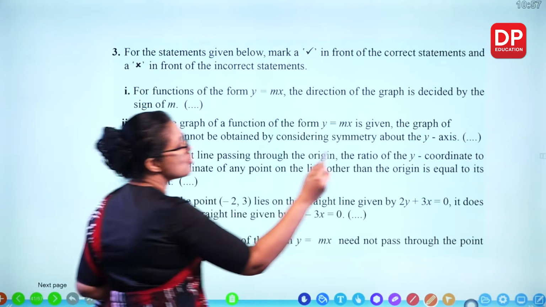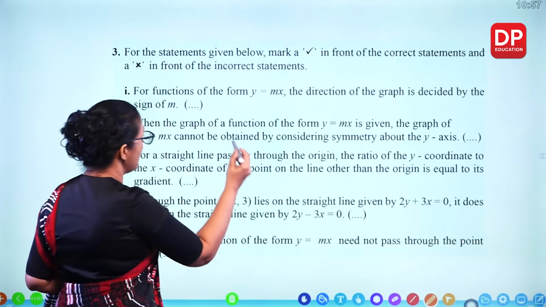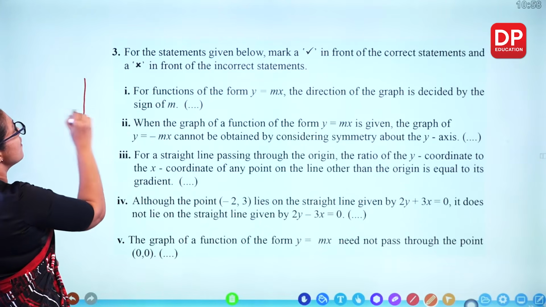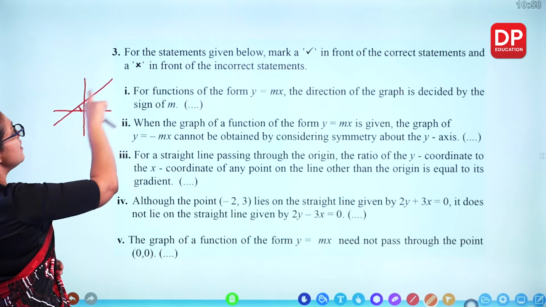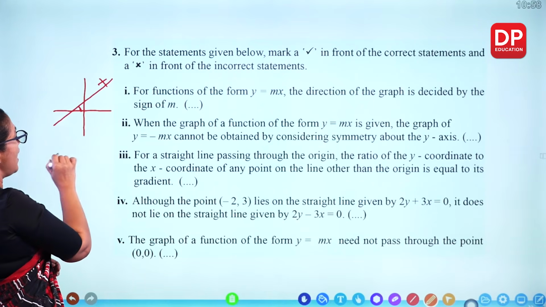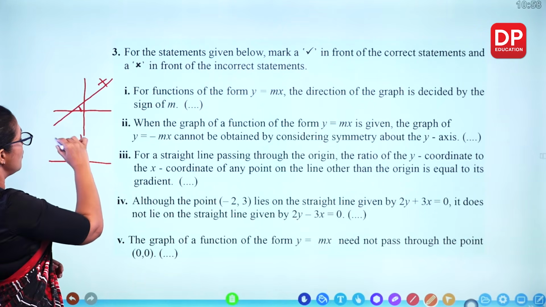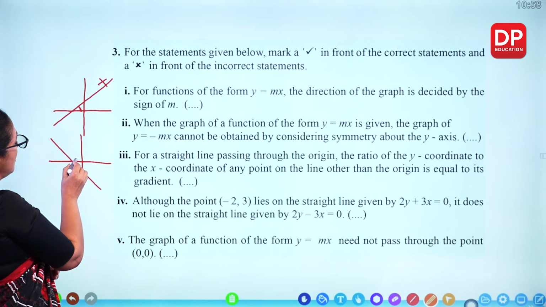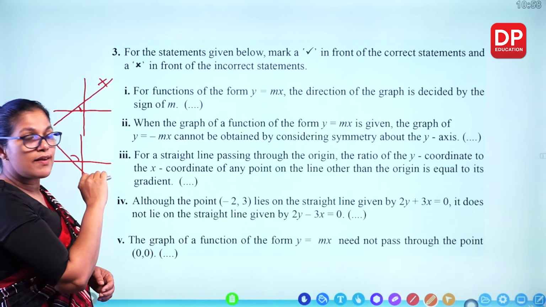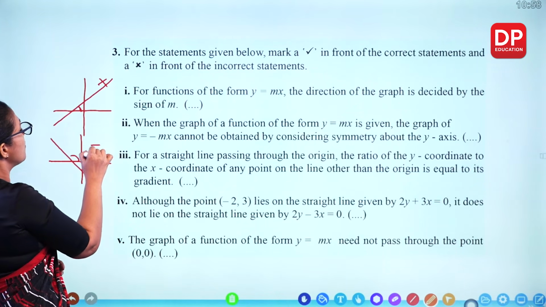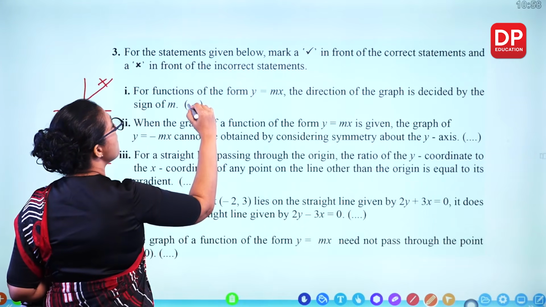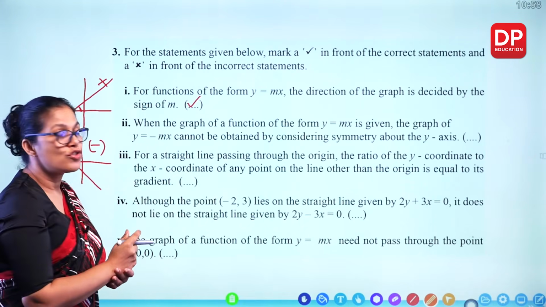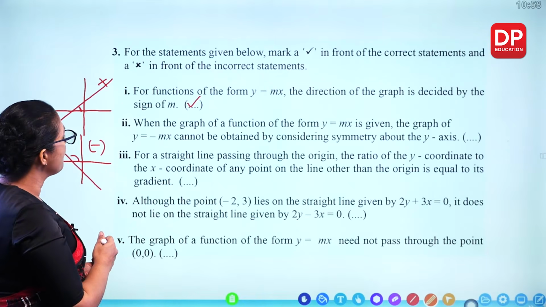Depending on the sign of the slope, you get either a positive direction or a negative direction. Always you can check: if the graph makes an acute angle with the x-axis, you get a positive slope. If you get an obtuse angle with the x direction, it is a negative slope. So the sign of m is important. You need to check the direction of the graph.